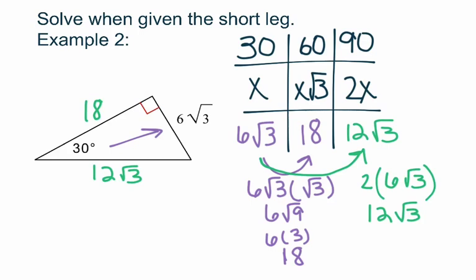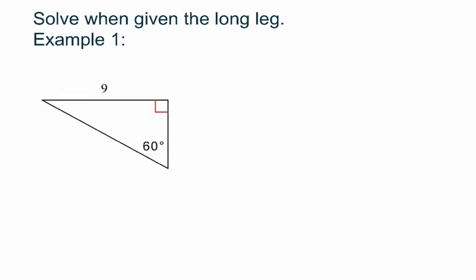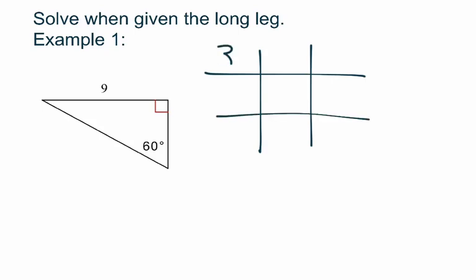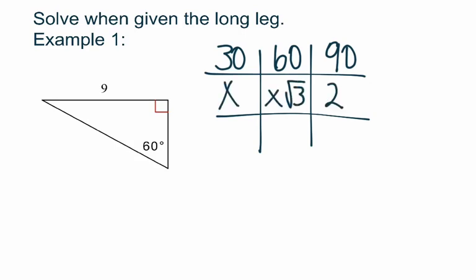Let's try another one. This is going to be given the long leg this time, so we're going to have to do some dividing on this. I always start off with the grid: 30, 60, 90, x, x square root of 3, 2x. Since we are given the 60 degree, which is 9, we're going to put 9 in our 60-degree column. We have to go back to the 30-degree column in order to solve for the 90-degree column.